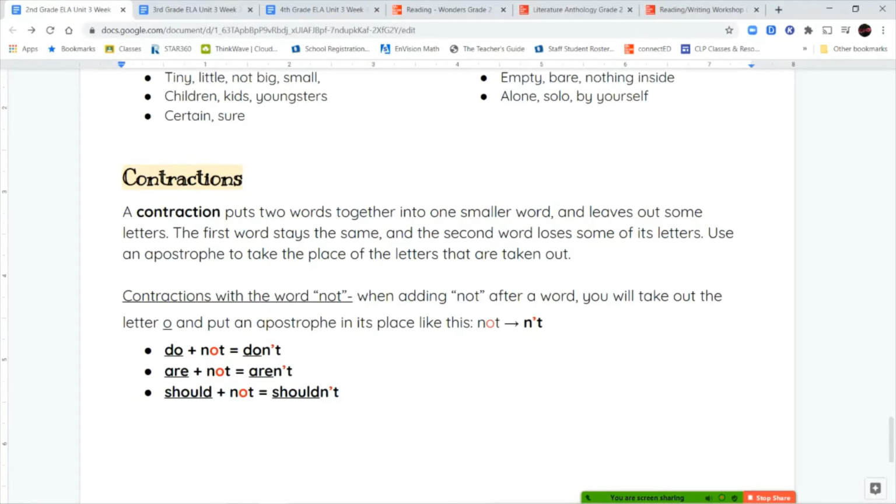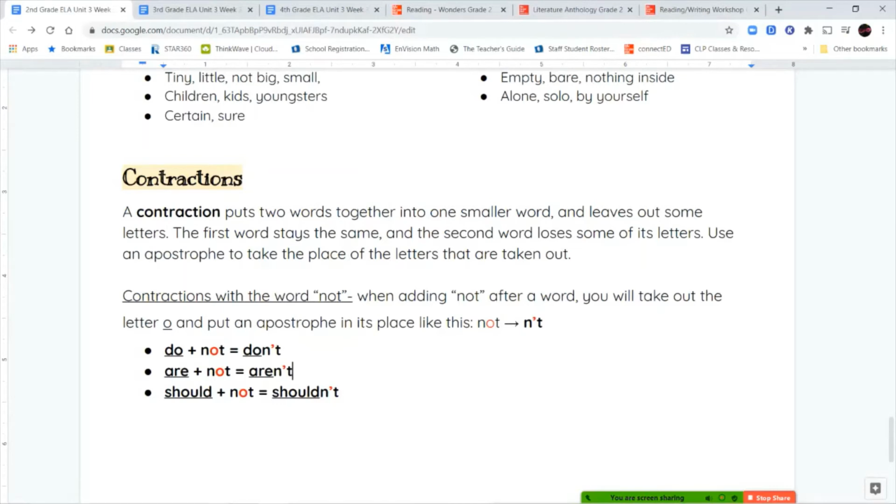So D-O, same as do, stays the same, right? Then N-apostrophe-T, don't. Are not, we are not going outside today. Are stays the same, A-R-E, and then not becomes N-apostrophe-T, aren't. Should not becomes shouldn't. So first word stays the same. Second word, the word not, has the O replaced by an apostrophe, and you write them all together as one word.